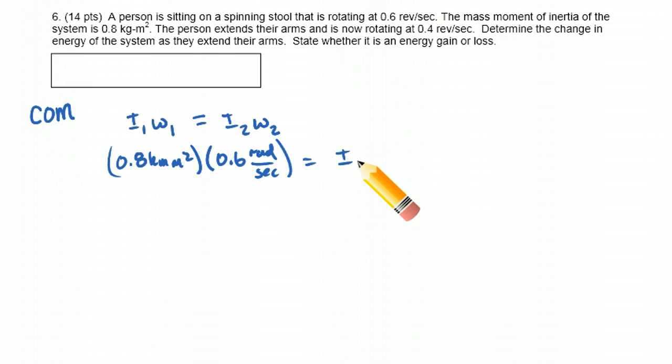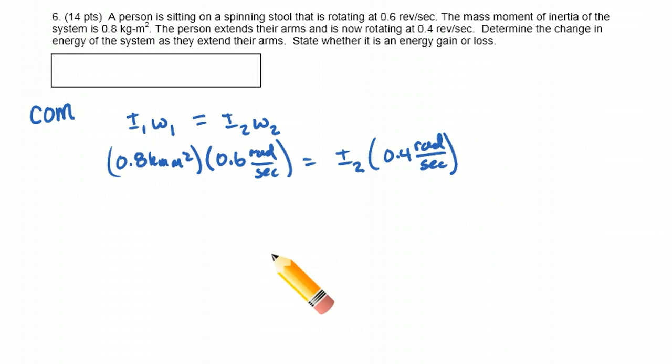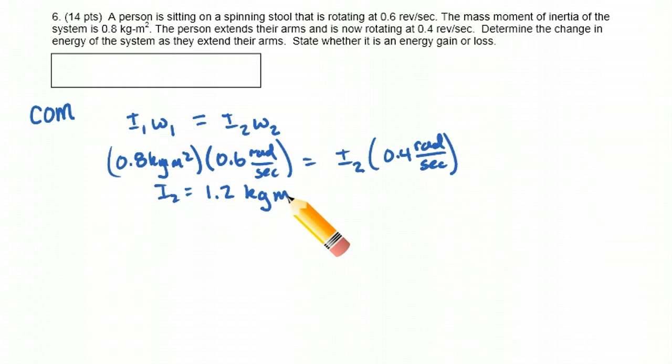Okay, we don't know a final I, we do know a final speed, 0.4 of a radian per second. Alright, so we can easily find I here. I won't even do that on a calculator. 0.8 times 0.6 divided by 0.4 will give us 1.2. The units will be kilograms meters squared. Okay, the radians per second on each side are consistent and cancel out.